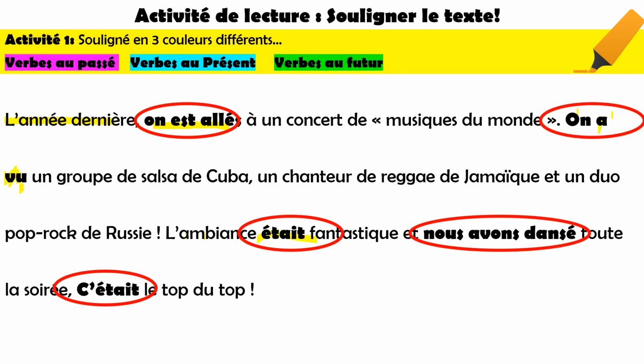So the atmosphere was fantastic. And then nous avons dansé. We have danced. I've got the dance. I've got the have. And then ER verbs change to é with an accent. Toute la soirée, all night. C'était le top du top. C'était, it was, all in the past tense.